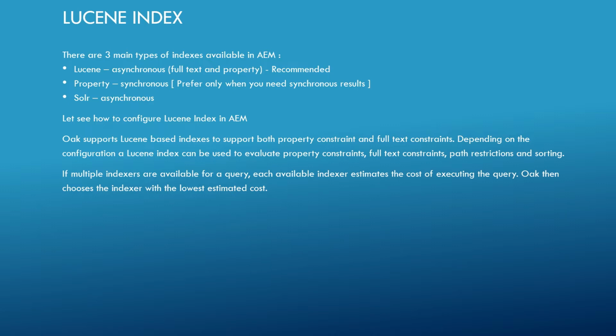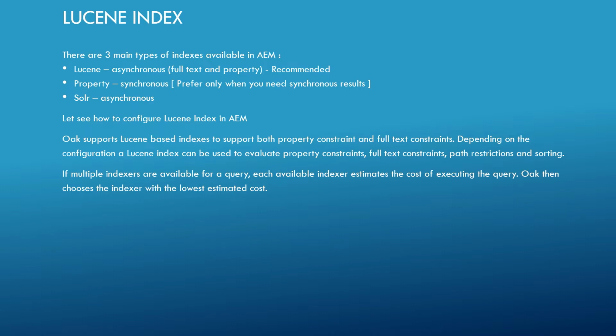If multiple indexes are available for a query, each available indexer estimates the cost of executing the query, more like a SQL cost estimation. Then Oak chooses the indexer with the lowest estimated cost.